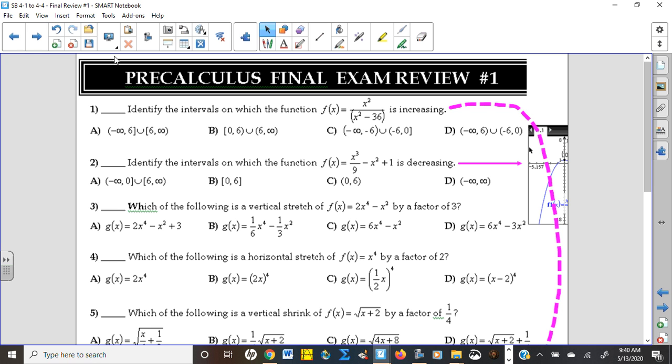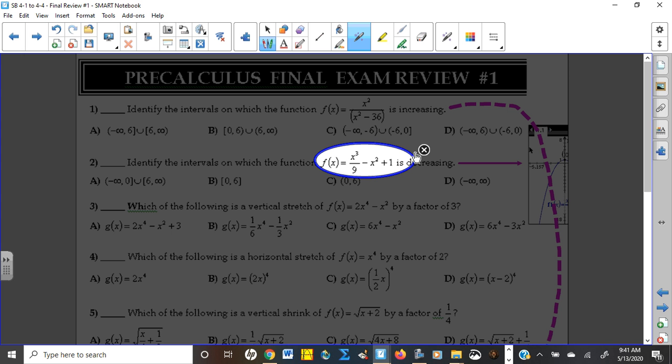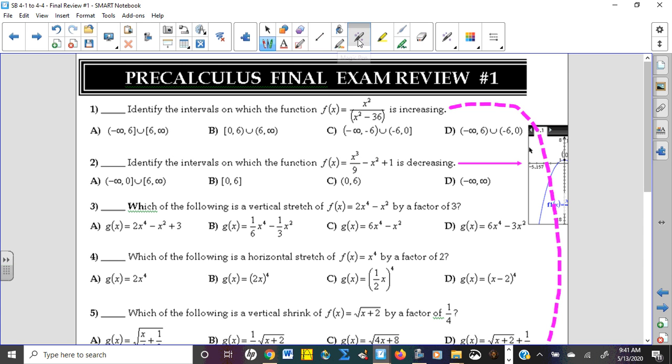I did have about a half dozen questions that were posed to me throughout the day yesterday. Problems 1 and 2 right off the bat were two of them. Identify the intervals on which the function f of x equals x squared over x squared minus 36 is increasing, and then identify the intervals on which the function x cubed over 9 minus x squared plus 1 is decreasing. So this one I think is a little more easy to predict. It's a polynomial, and it's a cubic, right? So it's going to behave like a cubic. It's a positive x cubed. So there's really only two shapes that graph can have.